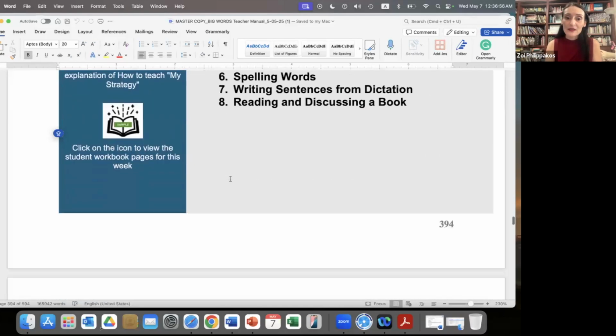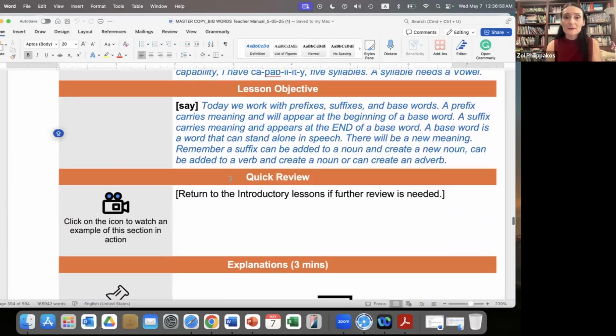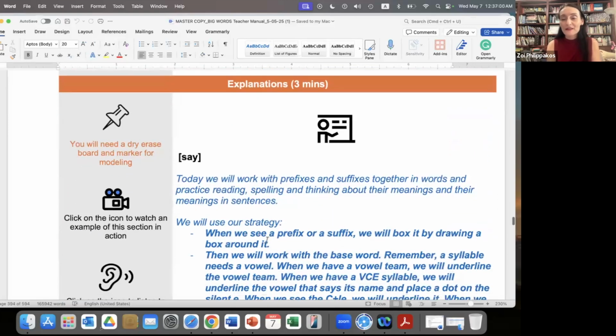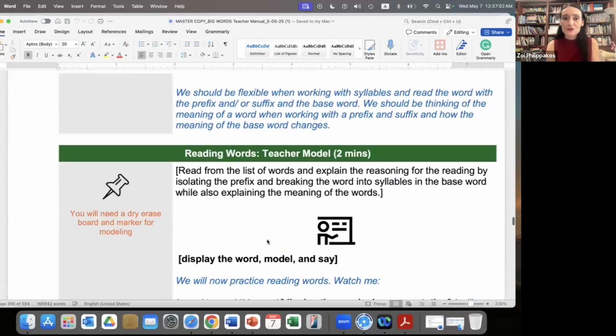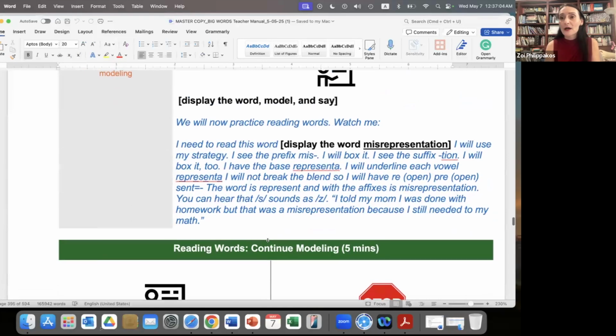So if I go to teach this lesson, of course, you can read the introduction, you can read the explanation. Once the teacher goes to model, this is the word that the teacher needs to write on the board. So the teacher needs to write. So we will now practice reading words. Watch me. I need to read this word.